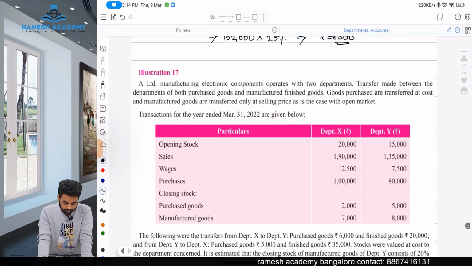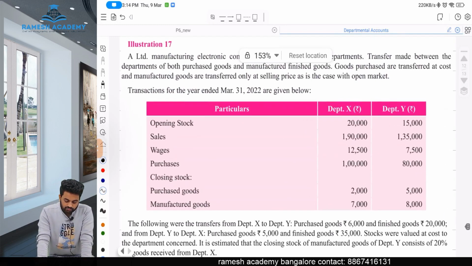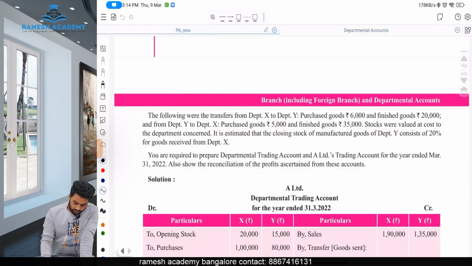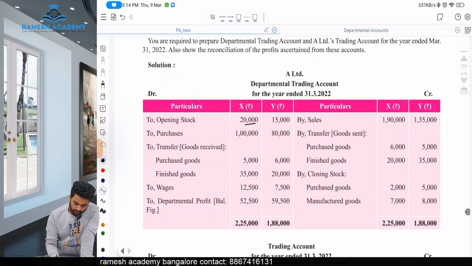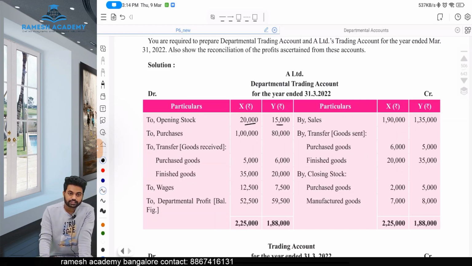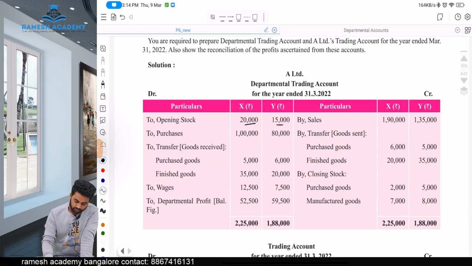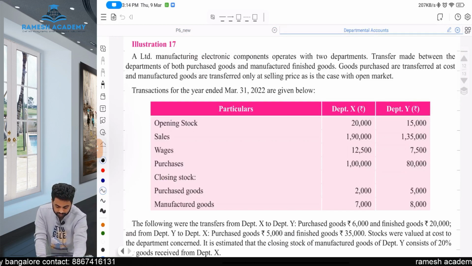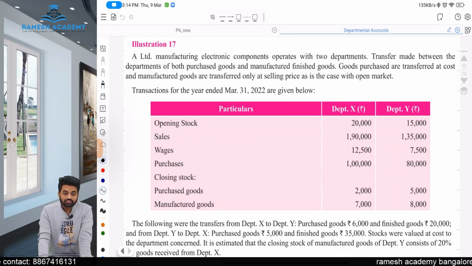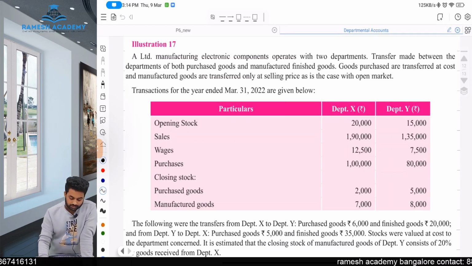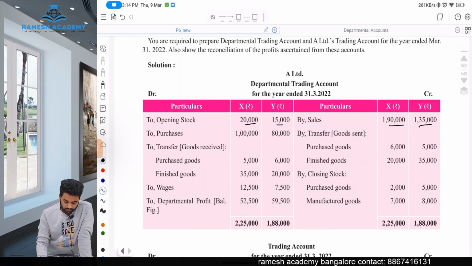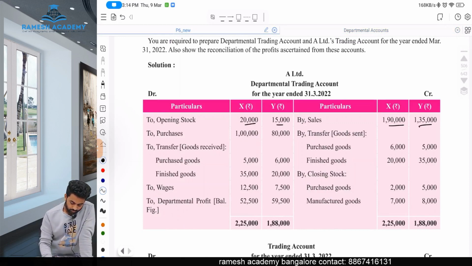If so much is clear, then good, we can proceed easily. Okay, listen. There is an opening stock of 20,000 and 15,000, X and Y. Next, there is a sale of 190 and 135. Okay, done. Next is what, sir?